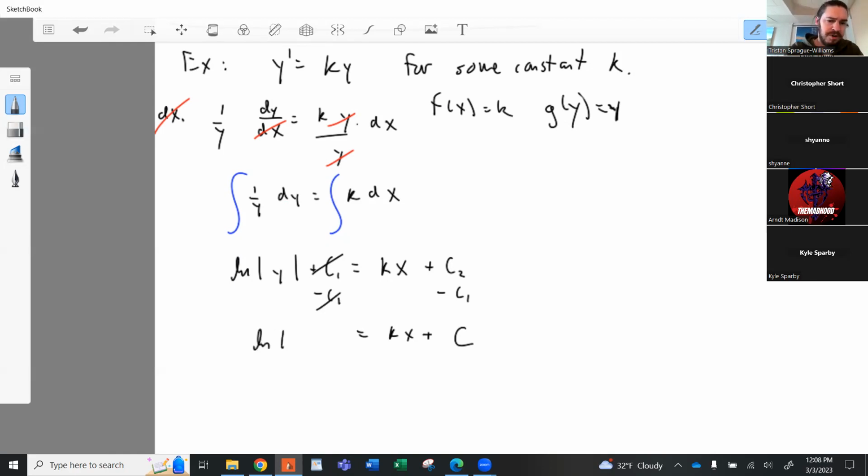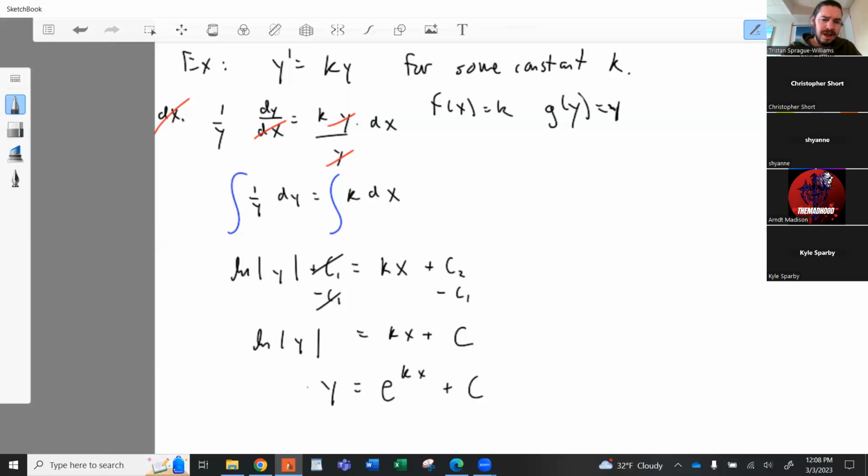The difference of two arbitrary constants is still arbitrary. It could still be anything. Okay, so there we go. So we got that. And now we want to solve this for y. If I have the natural log of y equals kx plus c, I want to solve that for y. I can do y equals e to the power kx plus c.